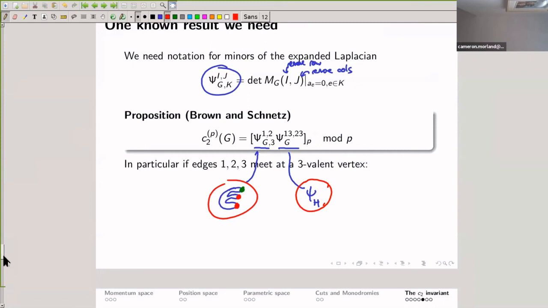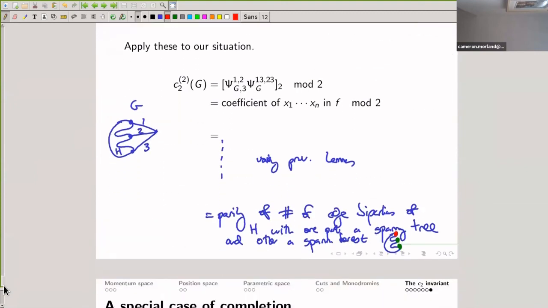And then you just want the parity, because all these things are mod p, and we're working mod 2 here, so you just need the parity of it. Does that answer the question? Yeah, thanks.